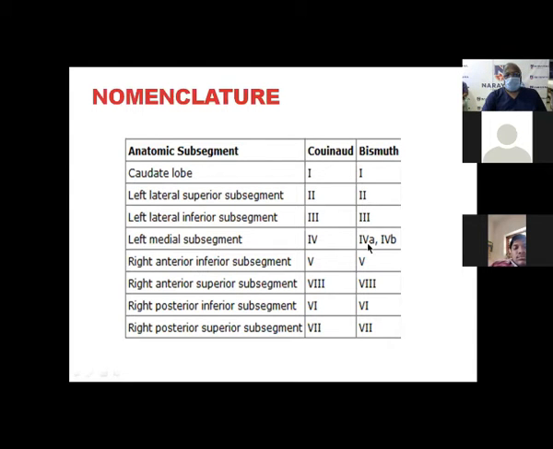The 4A has got a straight branch. Then again, it recurves. That's called recurvating branch, which gives to 4B. This is segment 5, that is nothing but right anterior inferior, in which the gallbladder fossa is there. Next comes the anterior superior, it is near the IVC. Then the posterior inferior is 6, that is the free border of the liver. Just above that is 7. So this is what everybody has universally agreed.